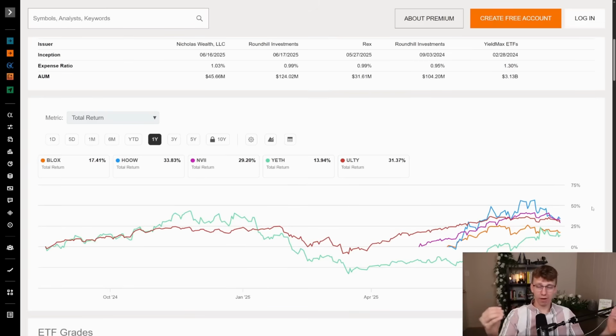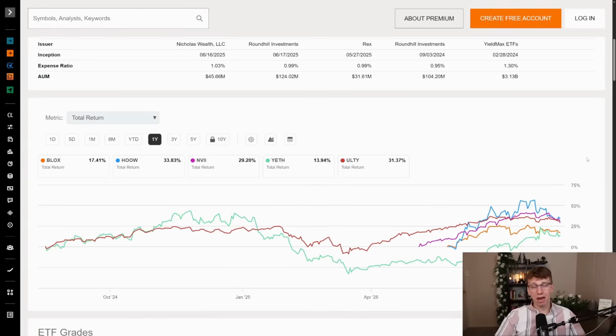We have a portfolio that is going to pay us every single day. Blocks on Monday, HOOW on Tuesday, NVII on Wednesday. These 3 are very, very solid. I like how the performance has been. If you don't like HOOW, you can choose any of the other weekly pay ETFs. I would probably go with WPay since it's a combination of all of them.